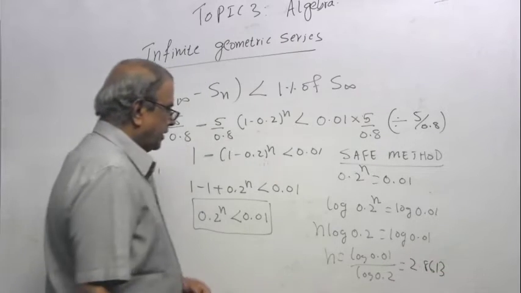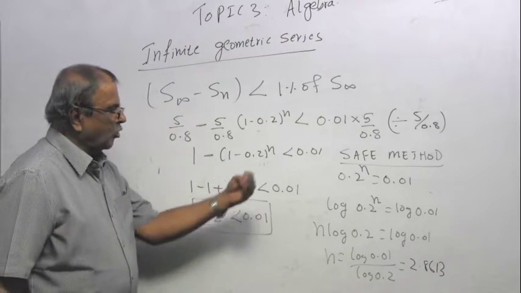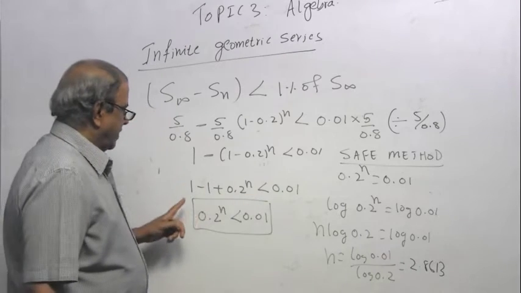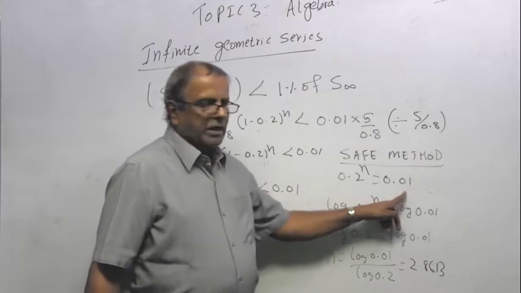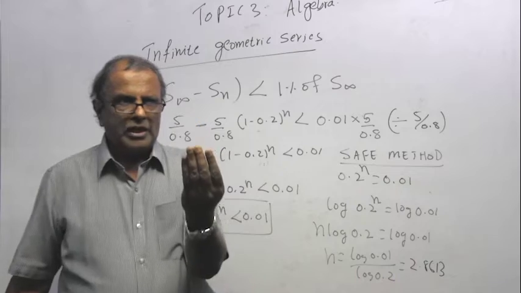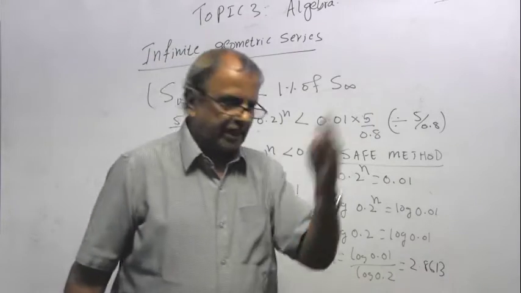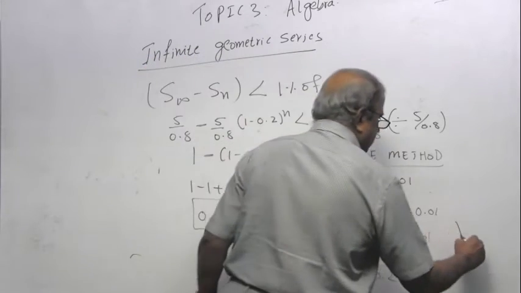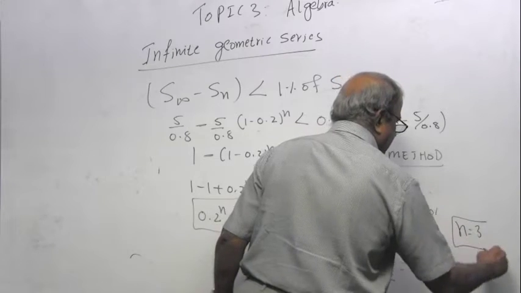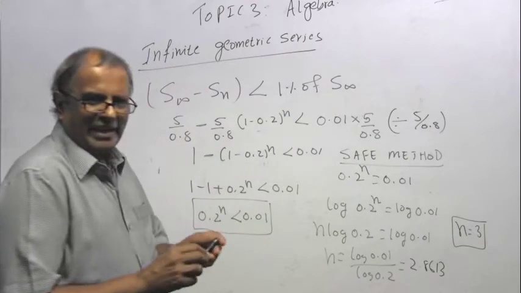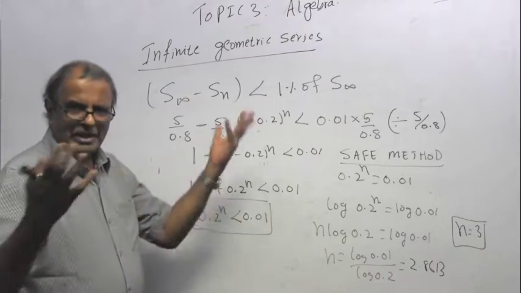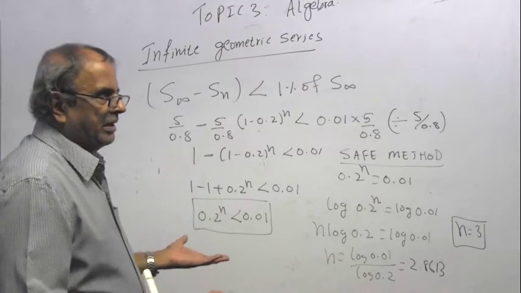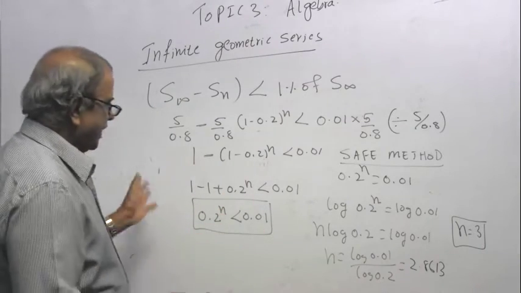So look, the moment n is 2.86, 0.2 power n will be equal to 0.01. But I want it to be less than, so you must cross that. So therefore, n equals 3. I made up this question, otherwise normally they will say 10 power minus 6 or minus 7, in which case it will be slightly longer. So 3 terms are enough.